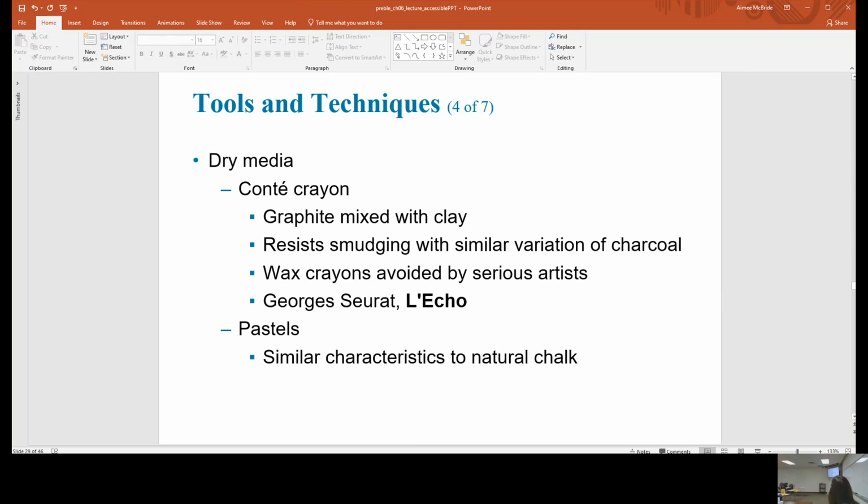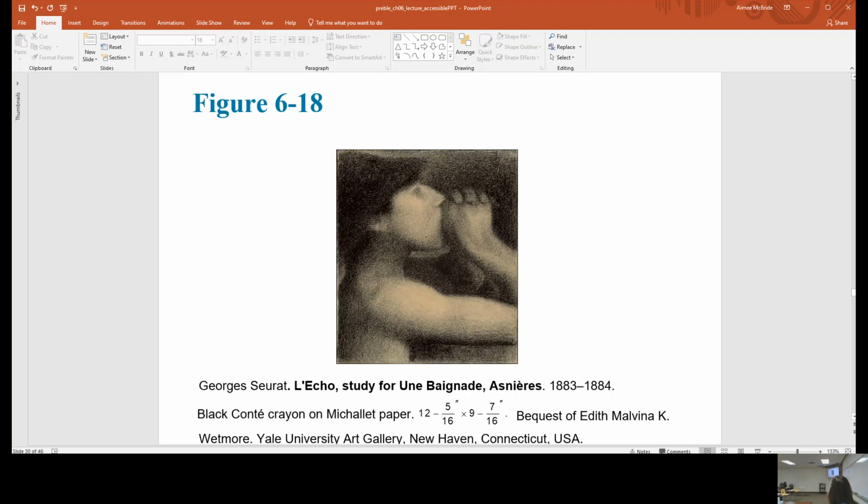And that takes us to Conte crayon, or wax crayon. It's Crayola. They just have to give it a fancy name to confuse people. But yeah, we're going to look at George Seurat's L'Echo, done in Conte crayon, which once again is just Crayola. So even with a wax crayon, you can achieve a lot of depth, dimension, and gradient, ranging from gray to black, with enough practice.